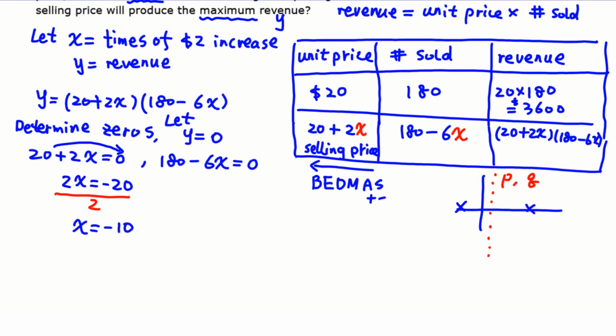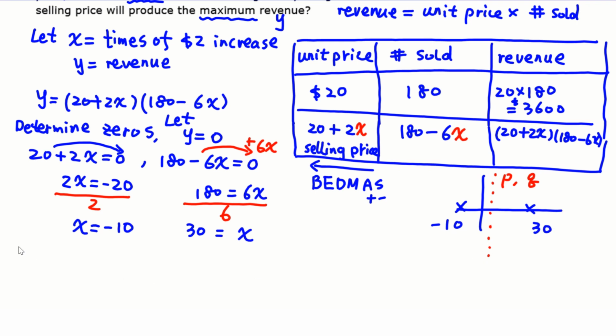Then we do the same thing to solve for the second one. We could move the minus 6x to the other side. It will be plus 6x. So 180 equals positive 6x. Then move the 6 to the other side to isolate x. The opposite operation is division, so x equals 30. Then we have these two zeros, negative 10 and positive 30.